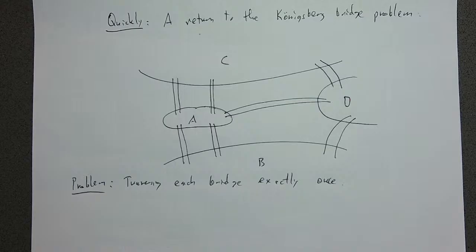Do it for small vertices, a small number of vertices. See if you can come up with two graphs that are non-isomorphic that have the same number of spanning trees. See if you can do that.